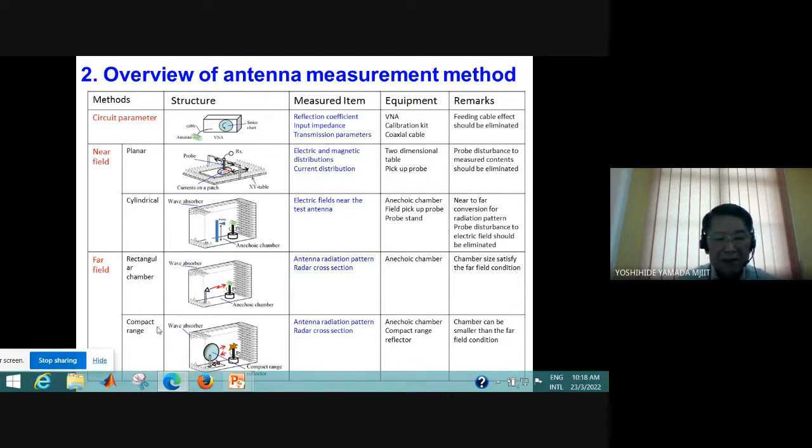Okay, thank you. So today I will explain this circuit parameter measurement and using rectangular chamber.